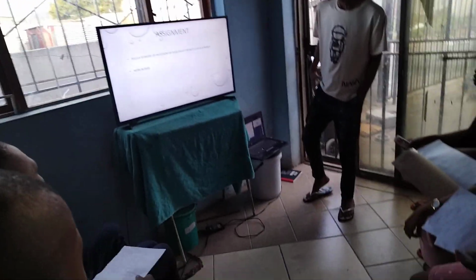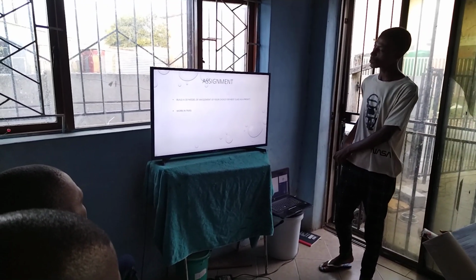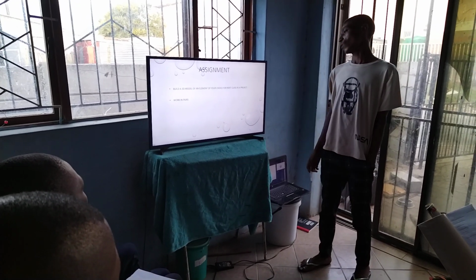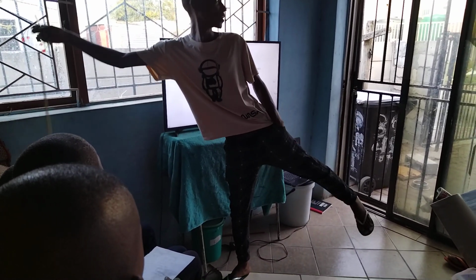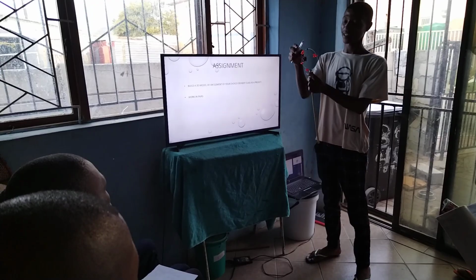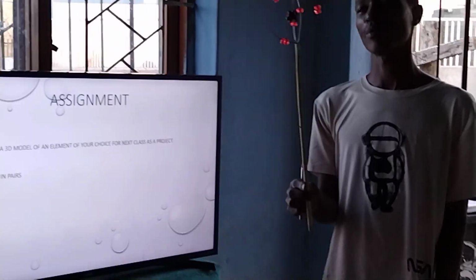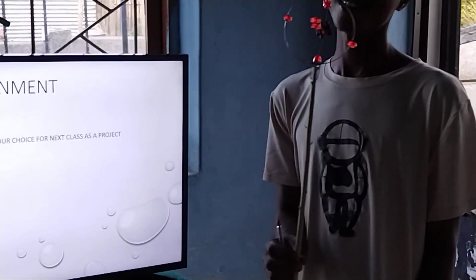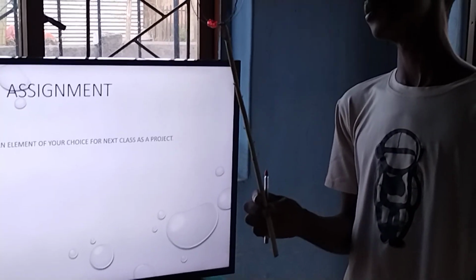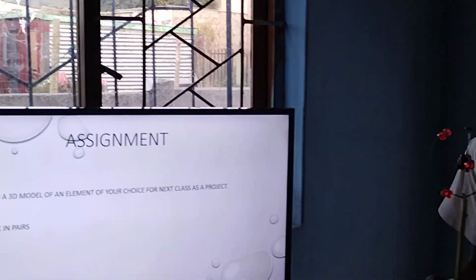At the end of the class, I wanted to give you an assignment to work in pairs and develop a 3D model of an atom. I made an example, I built my own model. What atom is this? No one has an answer. I just made an example, but it's got 6 electrons on the outside and 2 on the inside. So it's got 8 electrons.